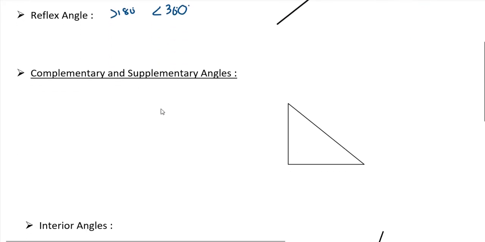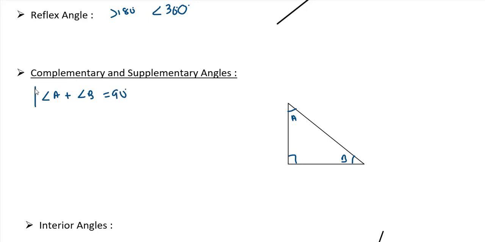Let us now understand what are complementary and supplementary angles. Let us consider this figure. Let this angle be A, this angle be B, and here we have a 90 degree. As we know, sum of all the angles in a triangle is 180 degree. Since one of the angles is 90 degree, that means sum of the other two angles will also be 90 degree. So angle A plus angle B is 90 degree. So for any pair of angles for which their sum is equal to 90 degree, they form a pair of complementary angles. So angle A is complementary of angle B and angle B is complementary of angle A.